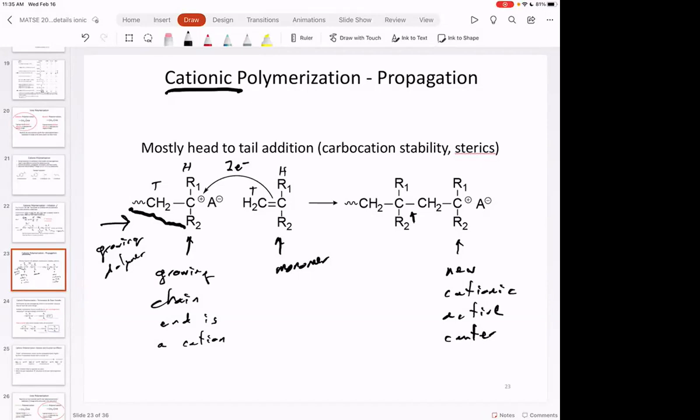Now, the head to head and tail to tail looks the same in the polymer, right? It's going to be a very strange mechanism. We're not going to write it out. But if I just say write a head to head addition in the polymer, you could just write that out because you know what the head is. Doesn't matter how it was polymerized. All right, so that's propagation.